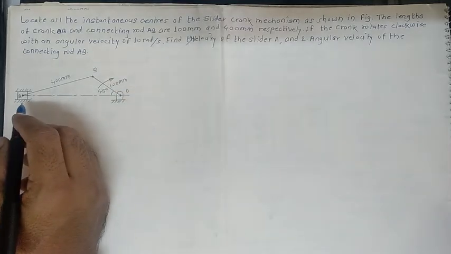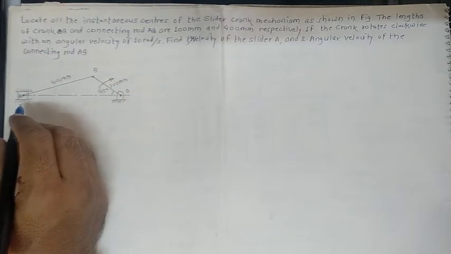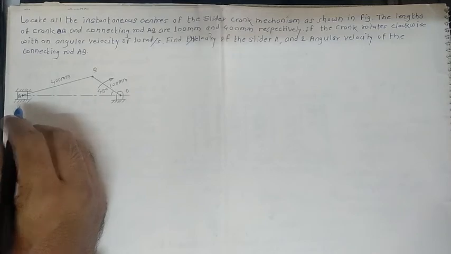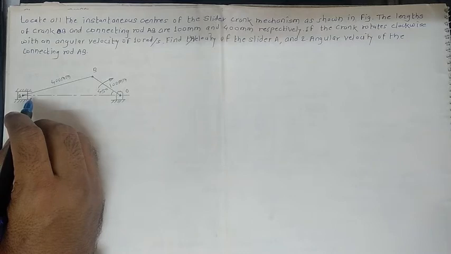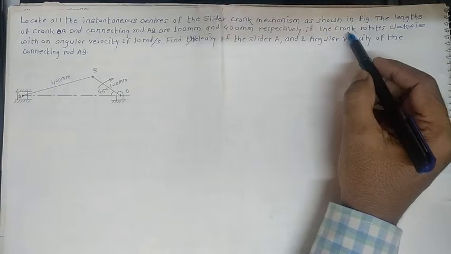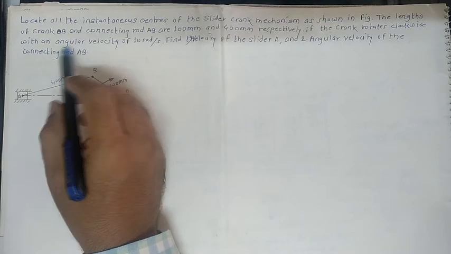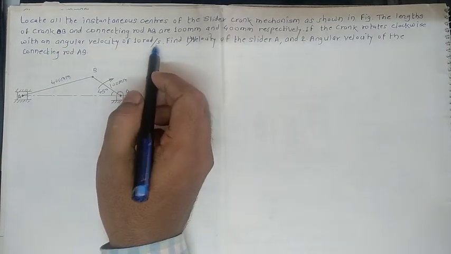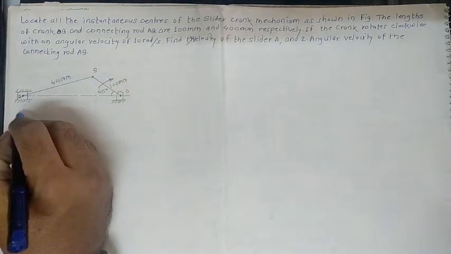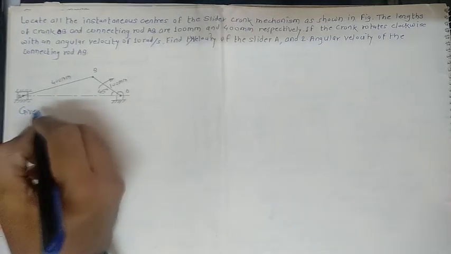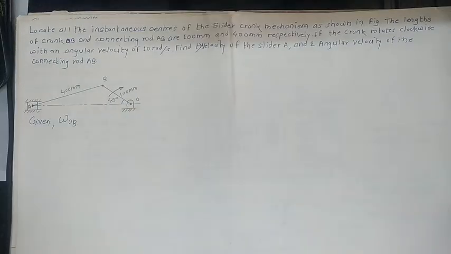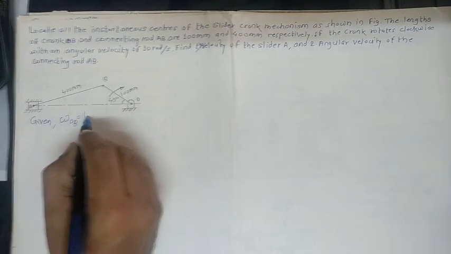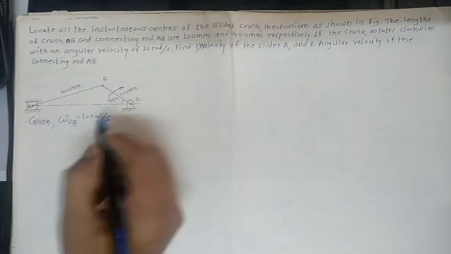So in this case, the angular velocity: here the crank rotates clockwise with an angular velocity of 10 radian per second. Okay, this information is given, so you can just write here, given omega OB is 10 radian per second. Okay, in this way we have this information.